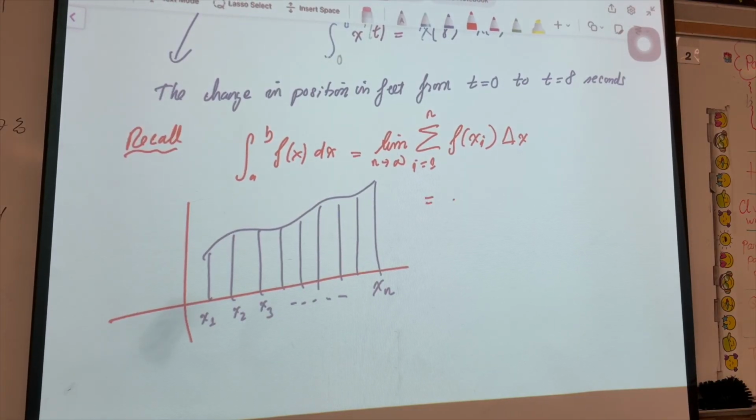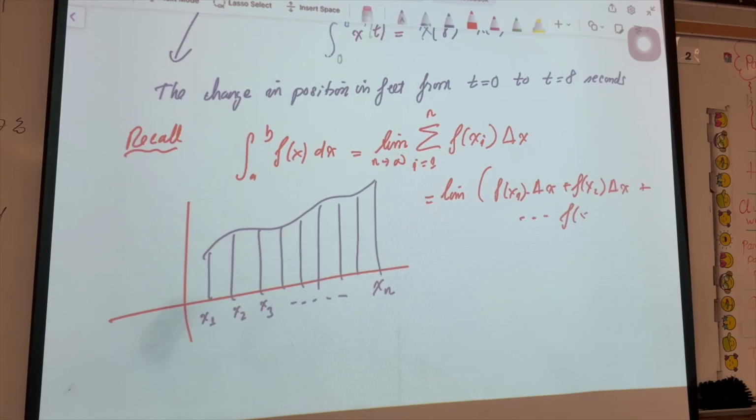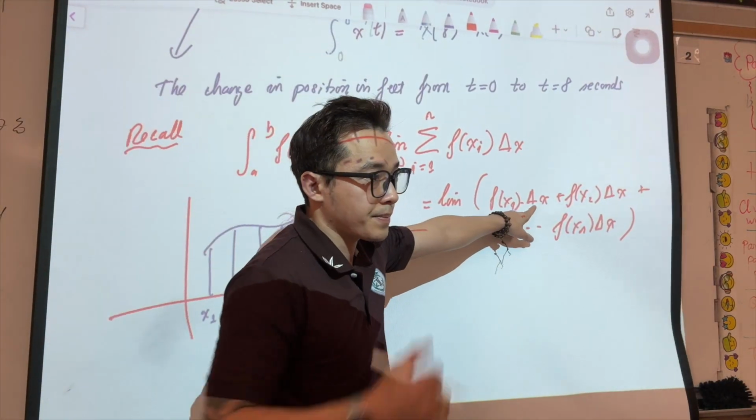This means you're gonna do the limit of f of x1 times delta x plus f of x2 times delta x plus everything up to f of xn times delta x. How do you find the delta x though? What is the delta x?